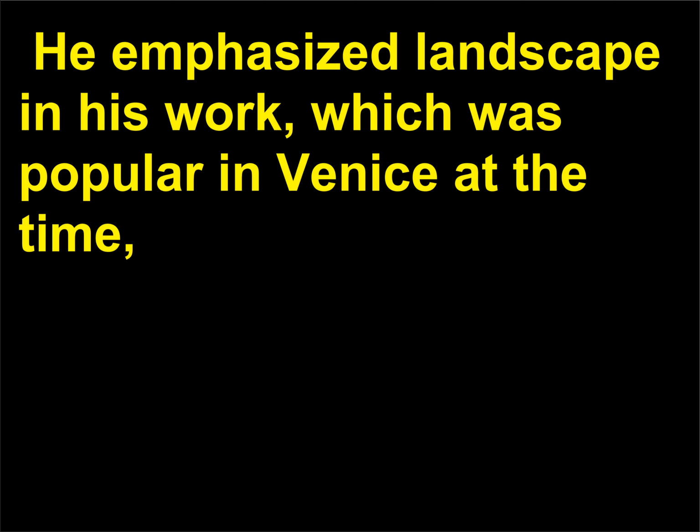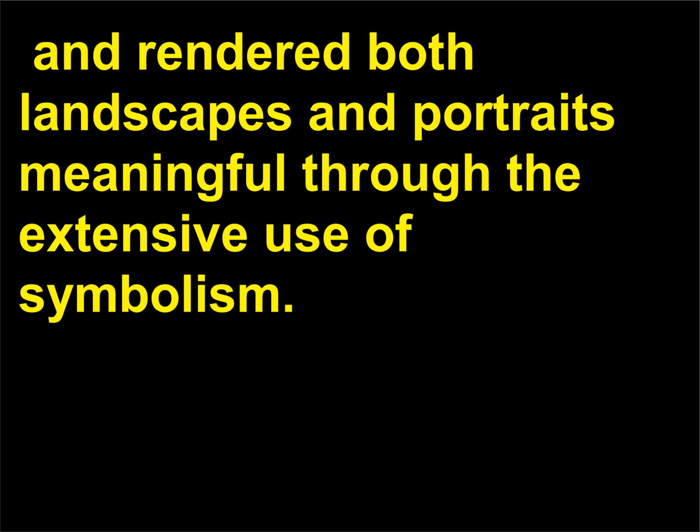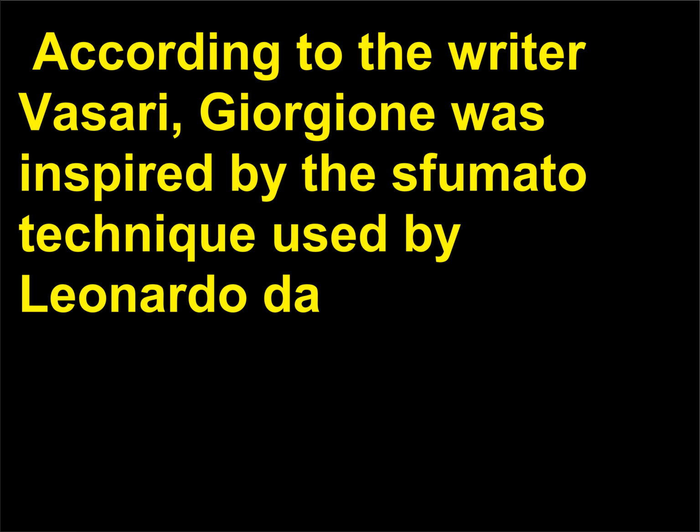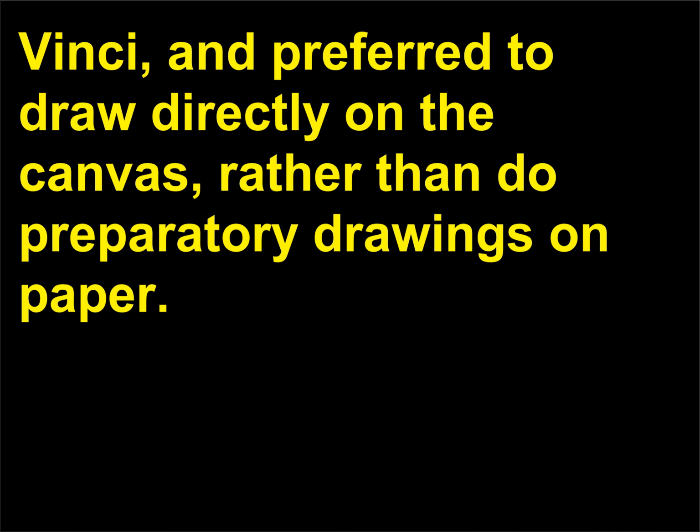He emphasized landscape in his work, which was popular in Venice at the time, and rendered both landscapes and portraits meaningful through the extensive use of symbolism. According to the writer Vasari, Giorgione was inspired by the sfumato technique used by Leonardo da Vinci, and preferred to draw directly on the canvas, rather than do preparatory drawings on paper.